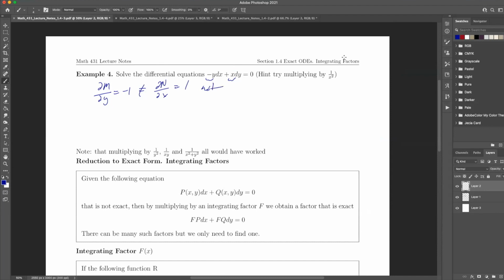However, if I try multiplying by x squared, just real quick, we get the following equation. Here I'll have y over x squared dx plus x over x squared dy, and I'm going to set that equal to 0. Because what have I done? I just multiplied it through by x squared. If I simplify this, it becomes minus y over x squared dx plus 1 over x dy equal to 0.